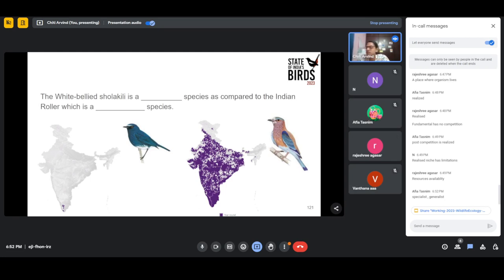Afia says specialist and generalist. Are there any alternate terms or other terms that can be used for such a situation? Does everybody know what a specialist and a generalist is?